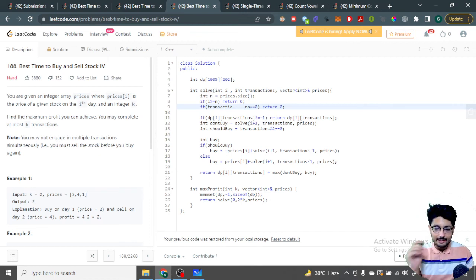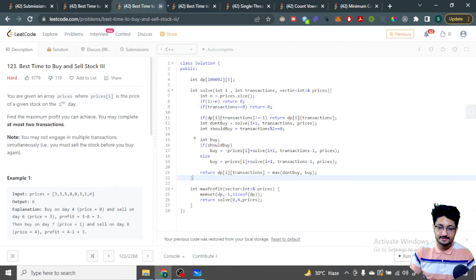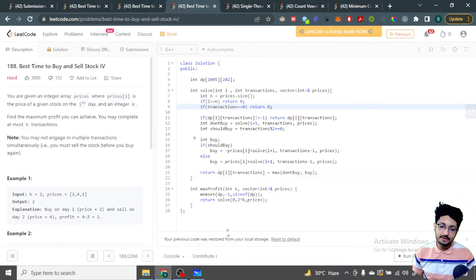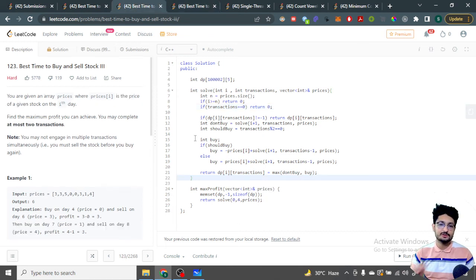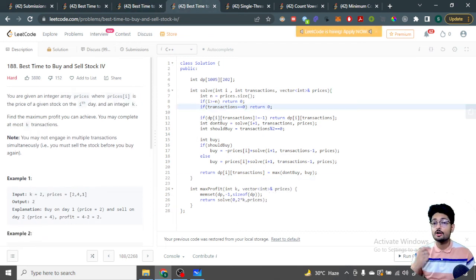In the previous one, we took that if I can do two transactions, then I have 4 actions I can do: buy, sell, buy, sell. Similarly, if I have k transactions, then I have 2k actions I can do. So the overall thing is that this solve function is 100% the same. As you can see, the solve function is the same. But when we call this solve function, in the previous example we sent 4 because we had at most 2 transactions. But in this, we have k transactions, so we will send 2 times k. And this is the same thing.